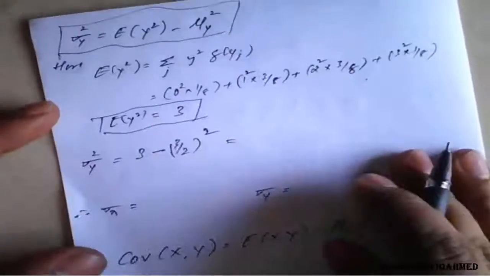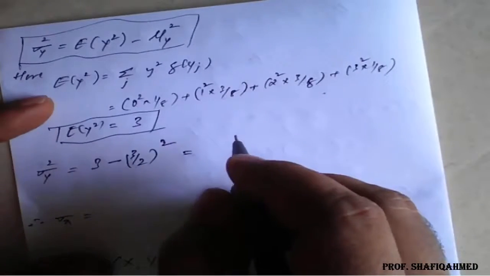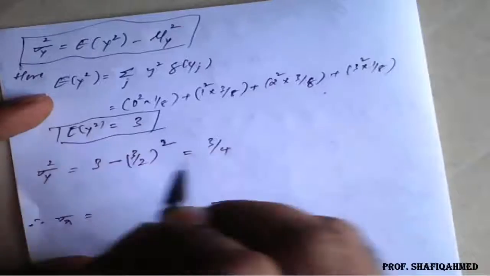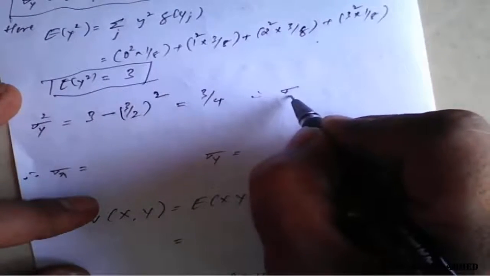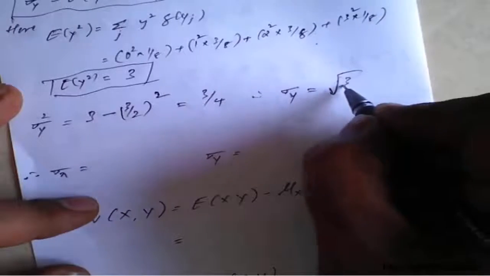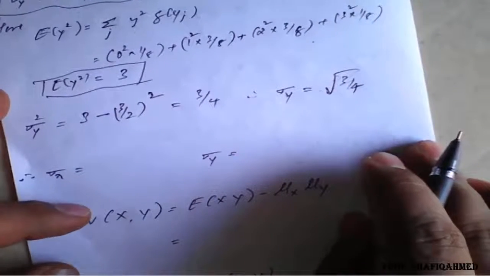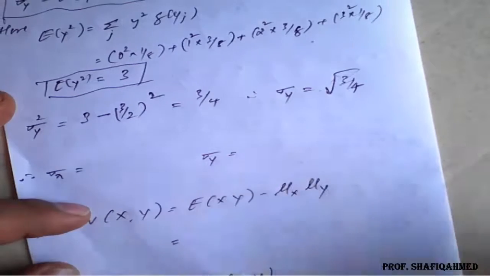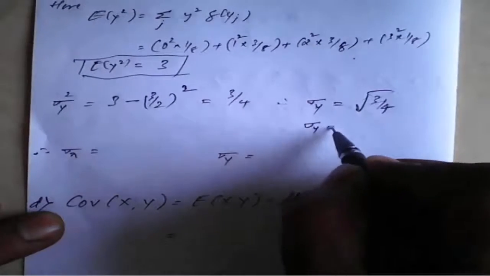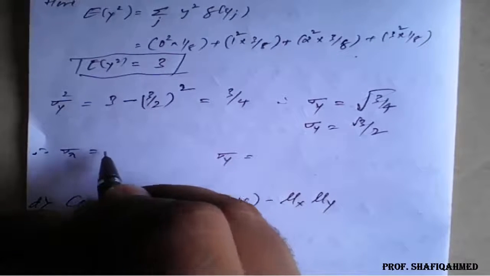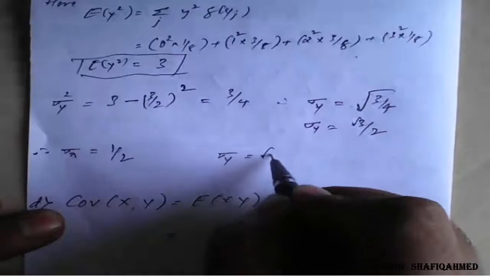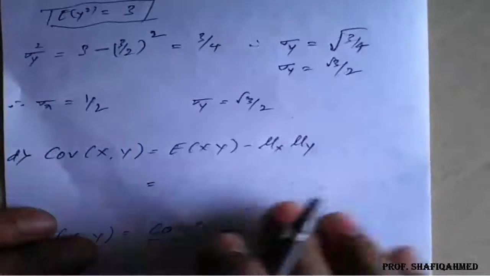Which is nothing but 3 by 4. Therefore the standard deviation of y will be the square root of 3 by 4, which is nothing but root 3 upon 2. So we got the standard deviation of x as 1 upon 2 and that of y as root 3 by 2. So we need to finalize here.